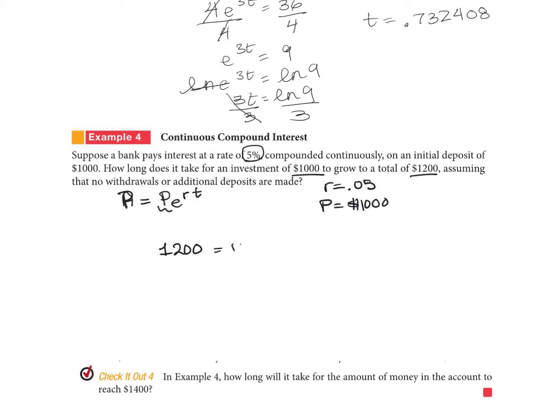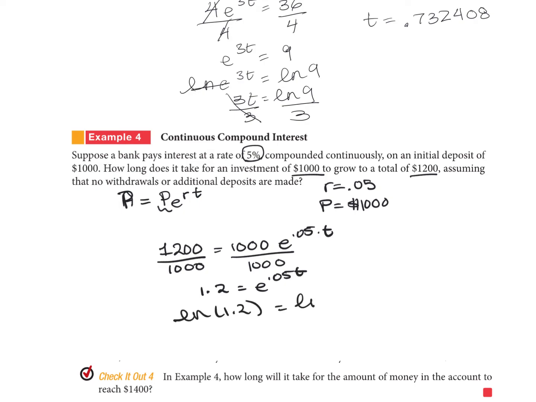1,200 equals 1,000 e to the 0.05 times t. That means we're going to isolate this e. So 1.2 equals e to the 0.05 t. Take the natural log of both sides. Those are going to cancel. Natural log of 1.2 equals 0.05 t. T then is equal to the natural log of 1.2 divided by 0.05.